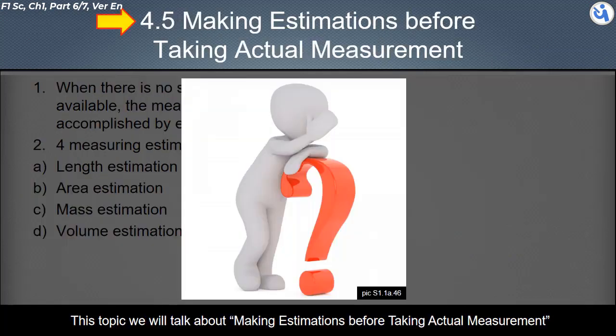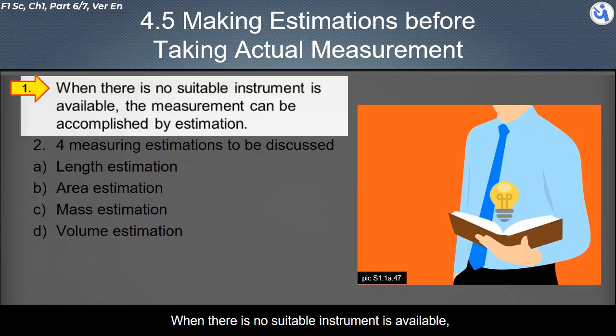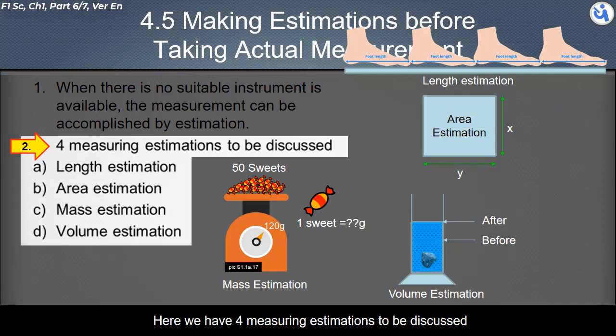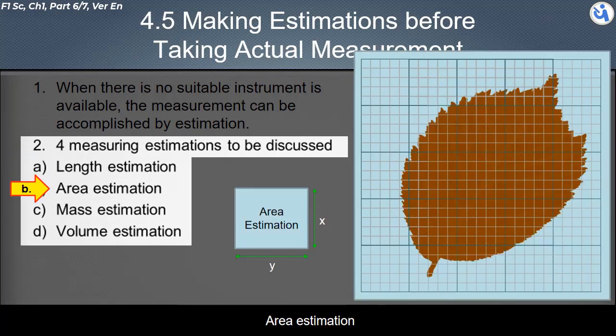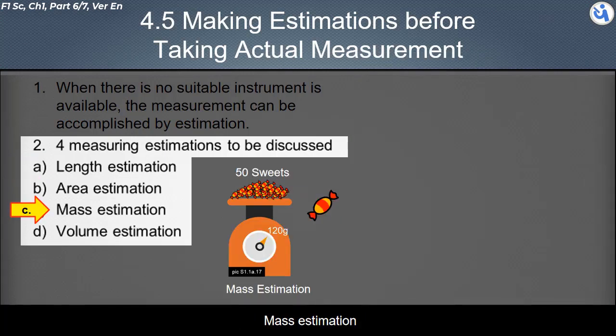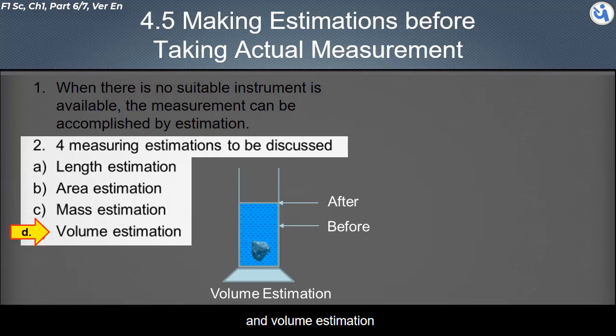In this topic, we will talk about making estimations before taking an actual measurement. When there is no suitable instrument available, the measurement can be accomplished by estimation. Here, we have four measuring estimations to be discussed. We have length estimation, area estimation, mass estimation, and volume estimation.